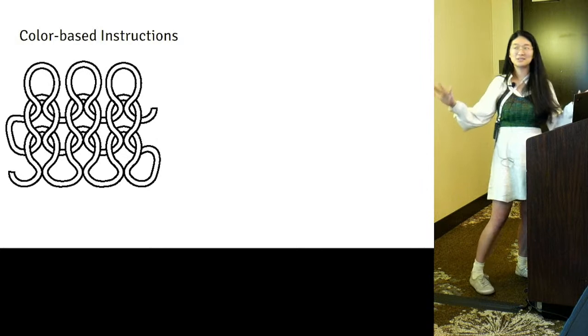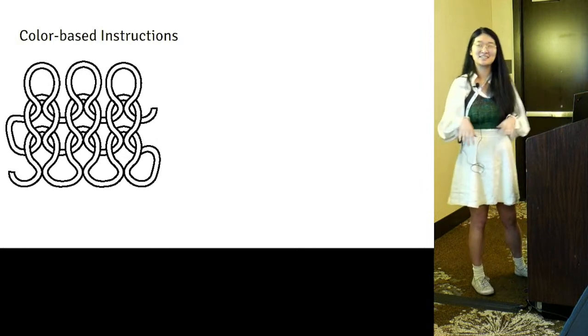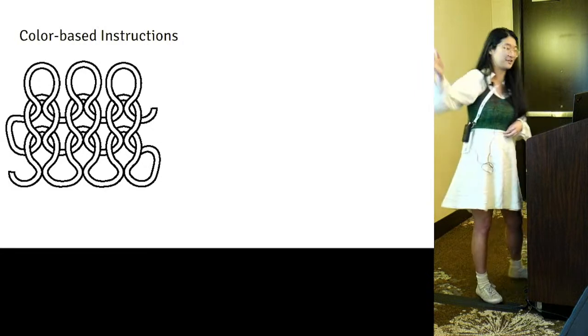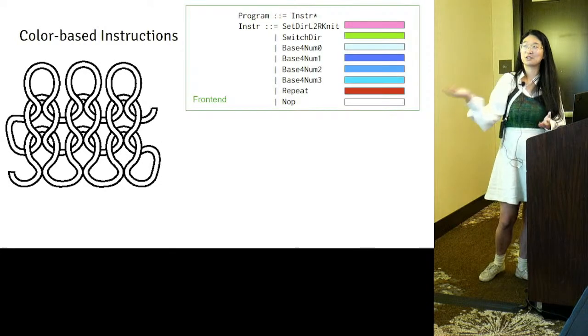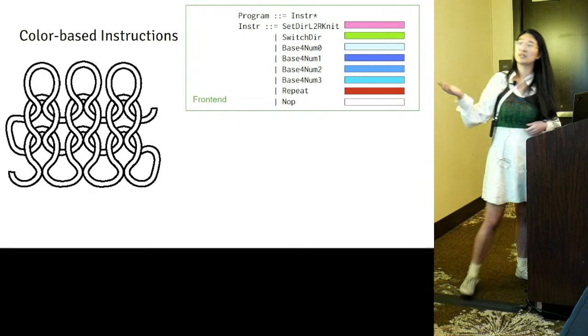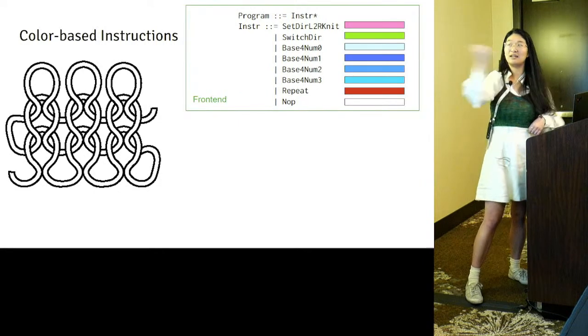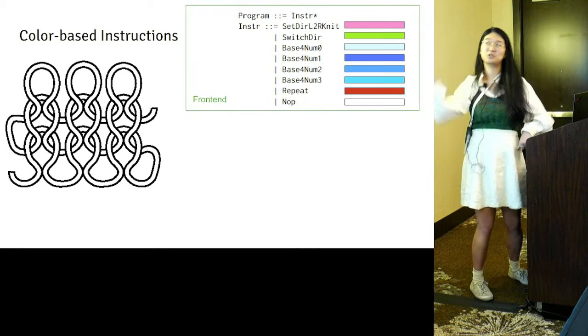So knowing what I just told you about knitting, maybe you could take a second to think to yourself, what set of instructions would you use to represent the knit object that I have here? Here are the instructions that I chose. Basically, you've got set direction left to right, which says start here and start knitting left to right. You've got switch direction, which changes the direction.